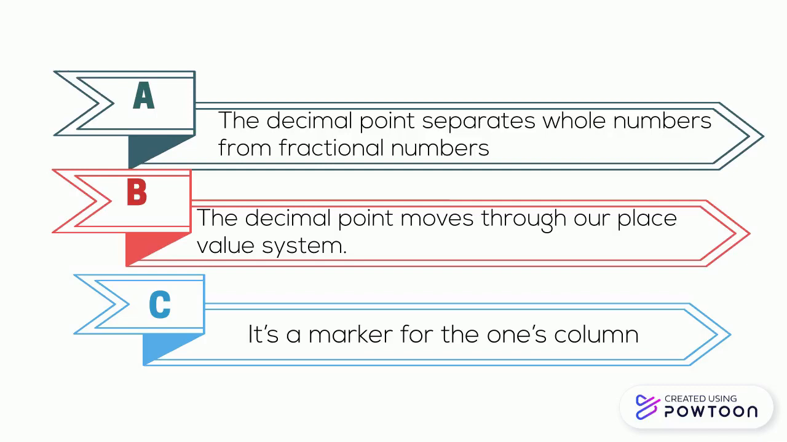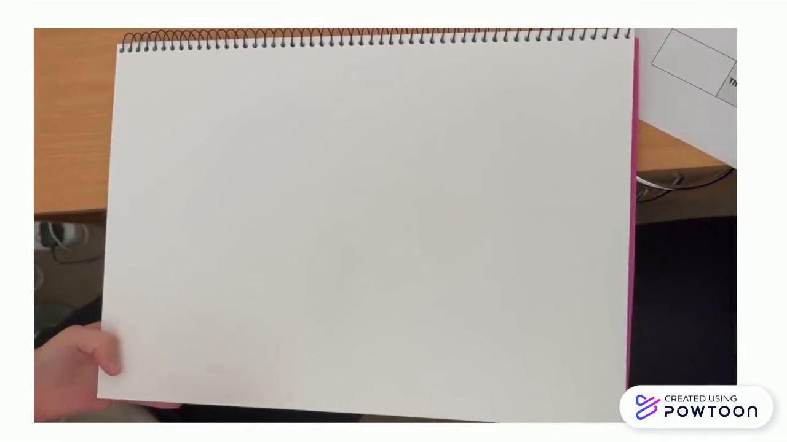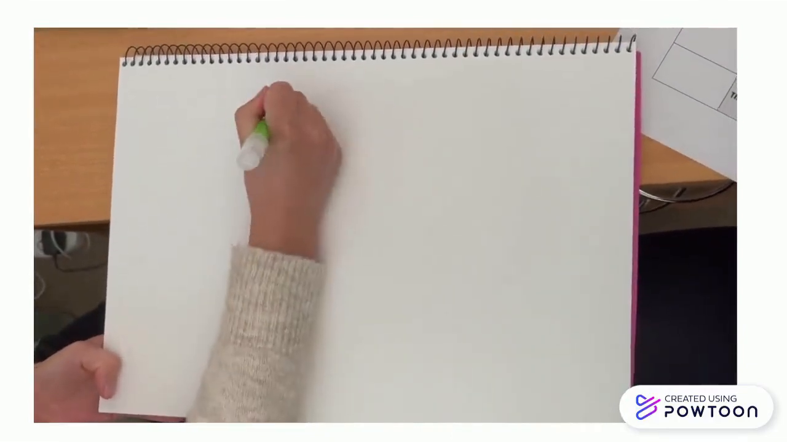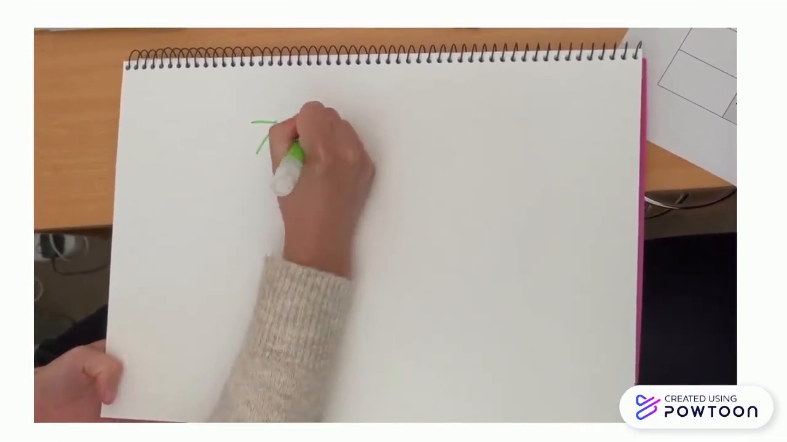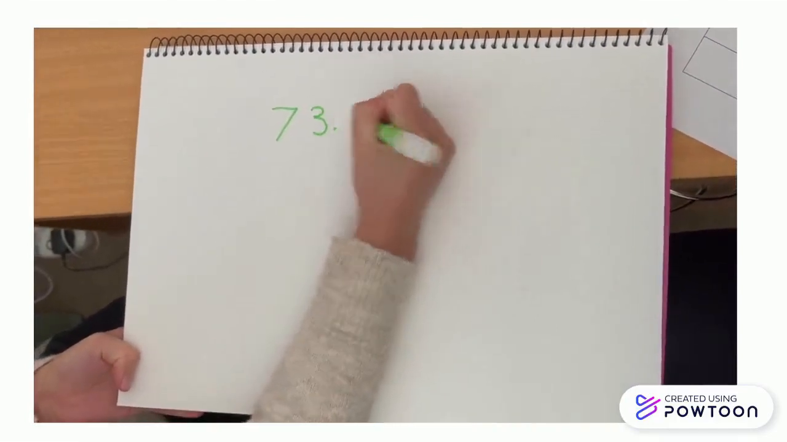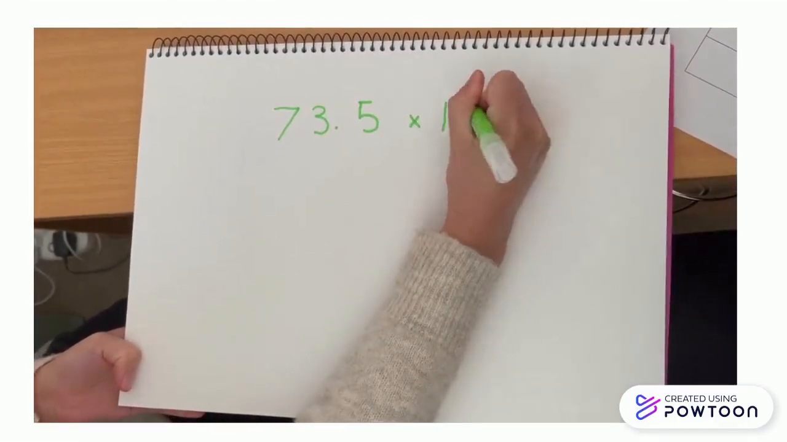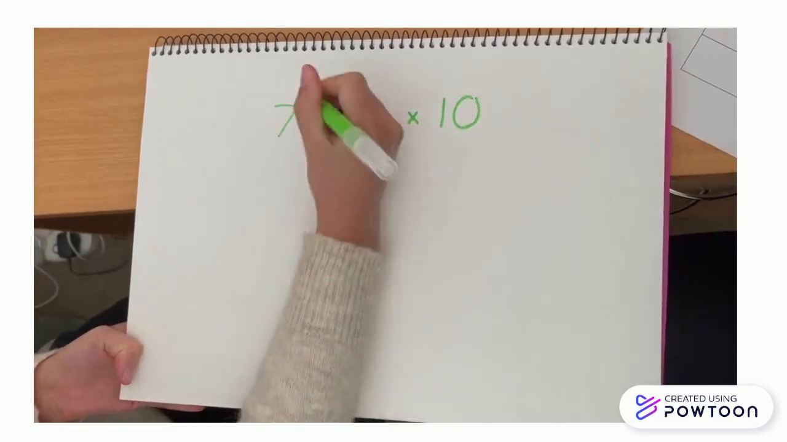While A is correct, our place value system is symmetrical around the ones column. Therefore, it makes sense that the decimal point is a marker for the ones column. However, students can have trouble understanding that the decimal point is fixed and never moves. Do you remember being taught this? To multiply a decimal number by 10, you move the decimal point one place to the right.